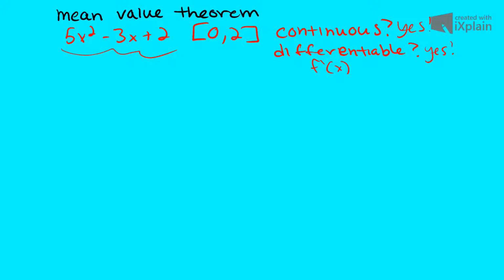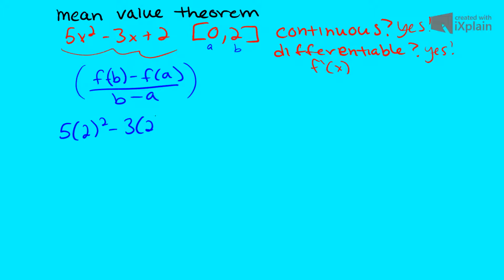The mean value theorem equation is f of b minus f of a over b minus a. It's a pretty simple equation to memorize. If you can memorize that, you'll be able to do these problems fairly easily. So from there, we just plug in what we're given. This is our b value, and this is our a value. So we're going to do f of 2: 5 times 2 squared minus 3 times 2 plus 2, minus the quantity of 5 times 0 squared minus 3 times 0 plus 2.